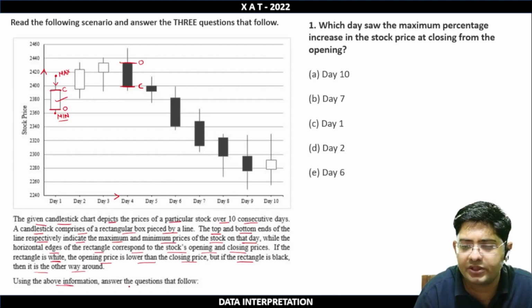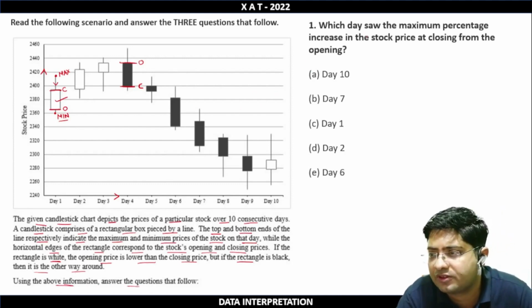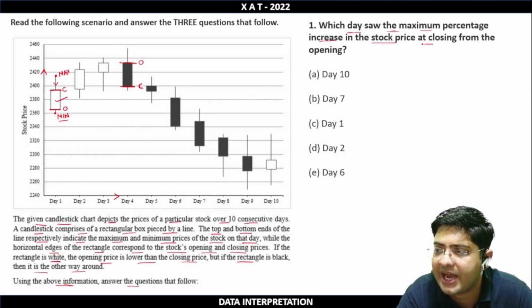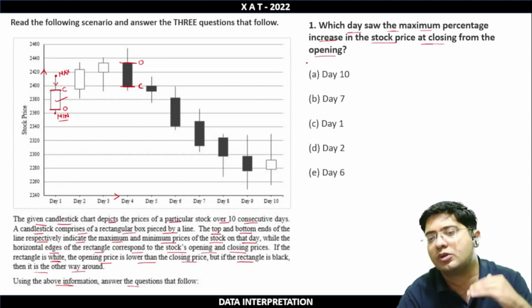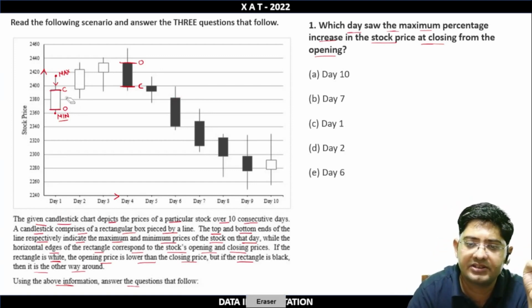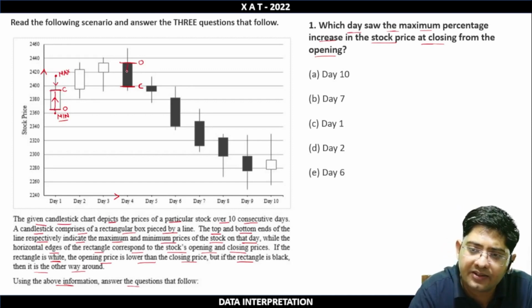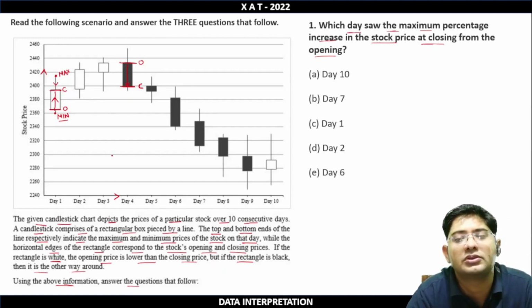Using the above information, answer the questions that follow. Okay. Now we have to answer the question. The first question is saying that which day saw the maximum percentage increase in the stock price at closing from the opening. So here we can see that we have two types of sticks, white and black, and we can easily observe where in white there is an increase in the price, okay, from opening to closing, and in the black that is the decrease in the price from opening to closing.